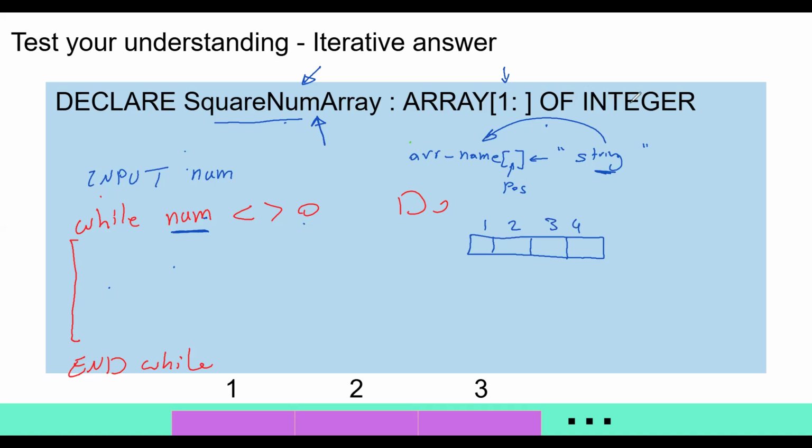Now this is an array of integers, which is the square num array. You store the first number here. After you store it here, you want to store the next number here, not here. So who decides that? The position. So your position should start at 1, or your counter should start at 1. And every time you get a new input from the user, you need to increment that position.